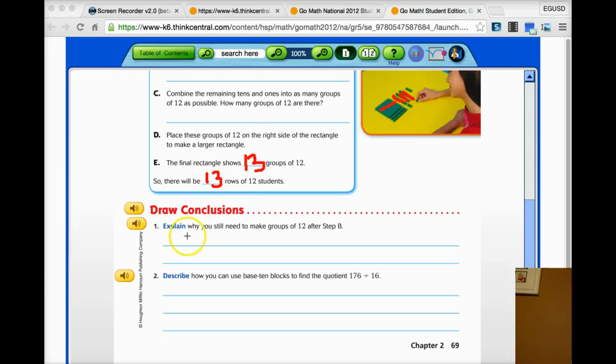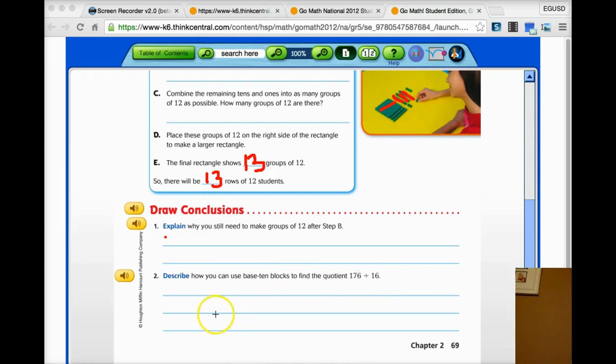It says, explain why you still need to make the group of 12 after step B. Well, you only had 120, right? So if you only have 120 and you needed 156, you still have more to divide, okay? Describe how you can use the base 10 blocks to find the quotient of 176 divided by 16.